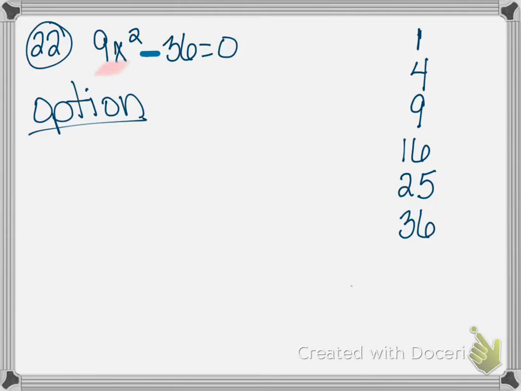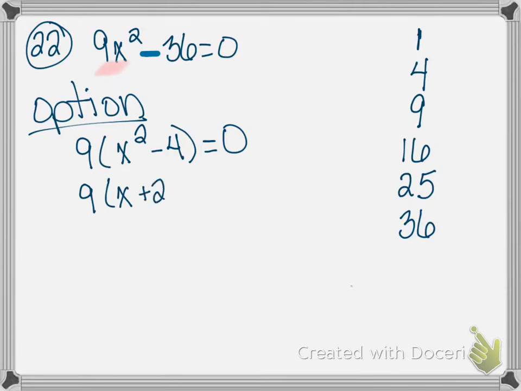When I look at 9x squared minus 36 equals 0, I might say, oh, I have a common factor. 9 is a common factor to both 9x squared and minus 36. So I pull out a 9, and I'm left with x squared minus 4 equals 0. You might not have realized that 9x squared minus 36 was a difference of perfect squares, but hopefully you identified that x squared minus 4 was. So I can factor x squared minus 4 into x plus 2 and x minus 2.